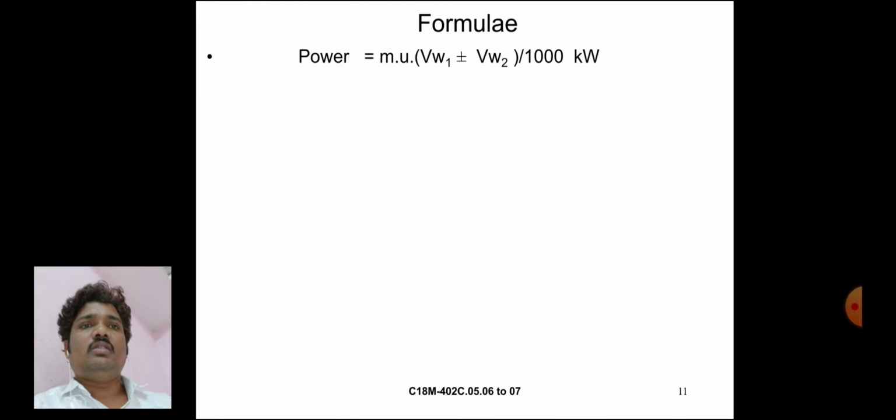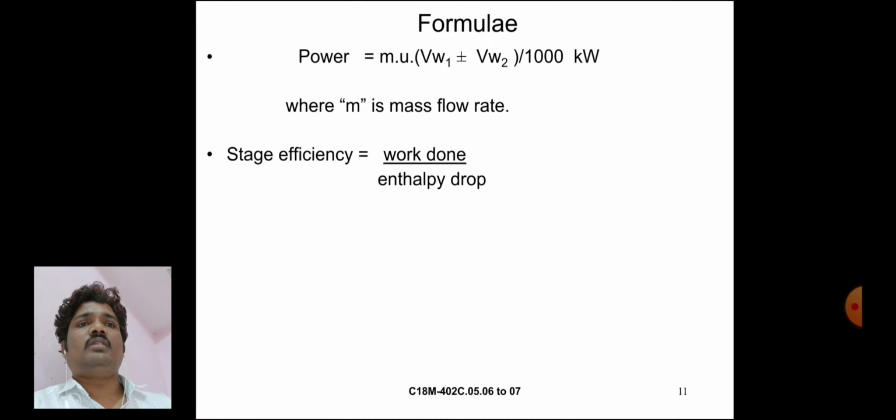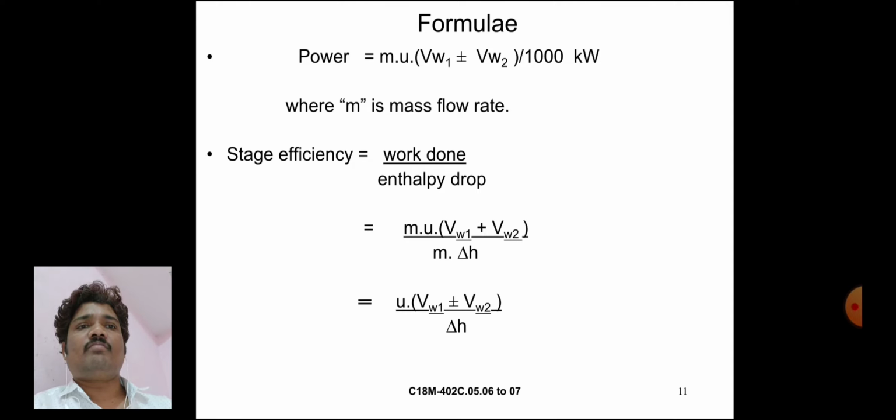In this figure, the formula is: power equals m times u times (VW1 plus or minus VW2) divided by 1000, in kilowatts, where m is the mass flow rate, u is the blade velocity, VW1 is the steam inlet whirl velocity, and VW2 is the steam outlet whirl velocity.